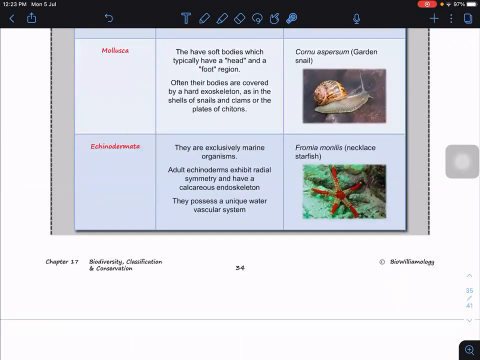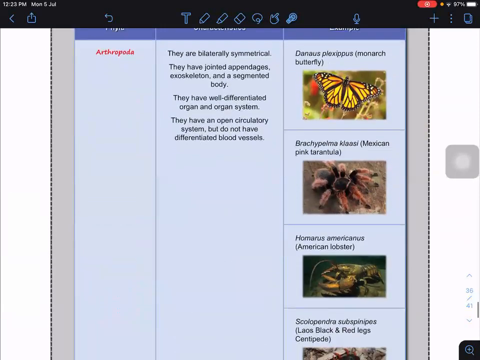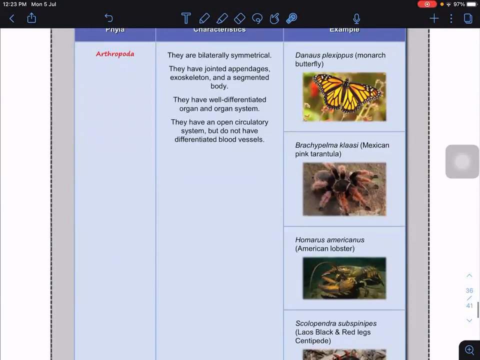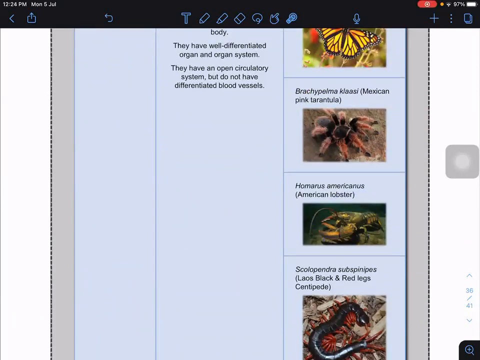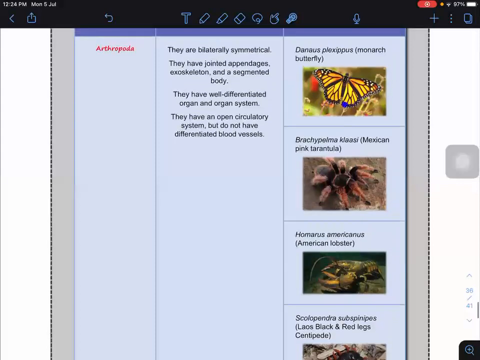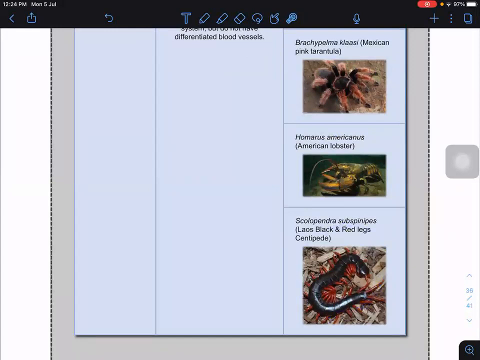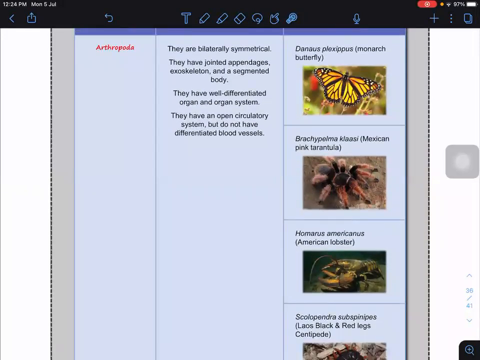Then we have Echinodermata, which have a very special radial symmetry. For example, our starfish belongs to this phylum. Then arthropods. Arthropods consist of the highest number of species because of the insects. Then we have Arachnida, for example the tarantula. Then we have the insects, and in the marine ecosystem, the crustaceans are similar. What are the common features of arthropods? A segmented body, segmented legs, and an exoskeleton. Then we have another group, centipedes and millipedes, which also belong to the arthropods.